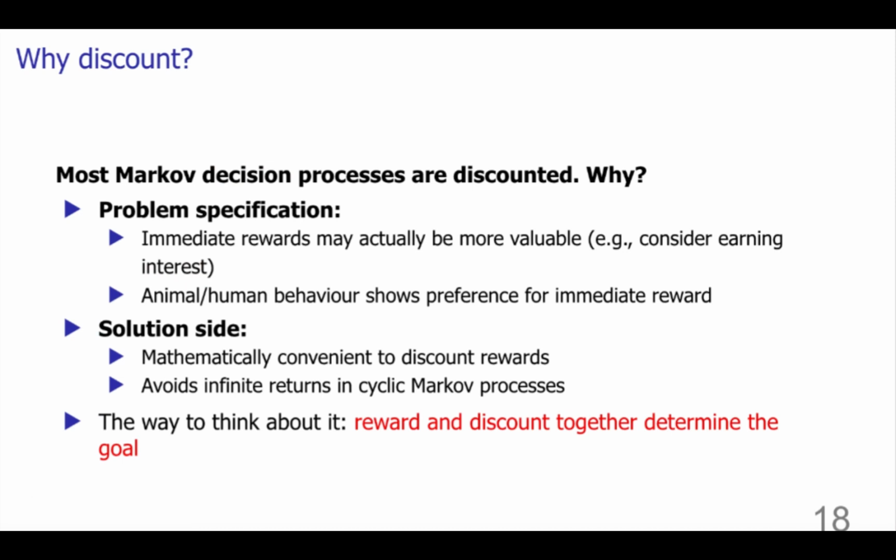We discussed the reasons behind discounting. Because Markov decision processes are usually discounted. One is that immediate rewards may actually be more valuable, for example earning interest immediately is more valuable. Coming to human behavior, human behavior shows preference for immediate reward. Another important thing I asked earlier that you haven't answered: discounting avoids infinite returns. Why?